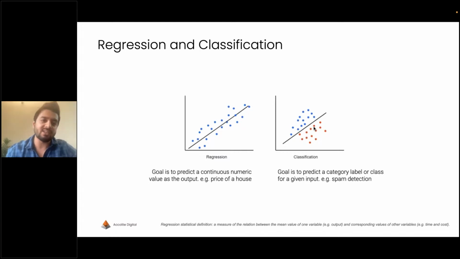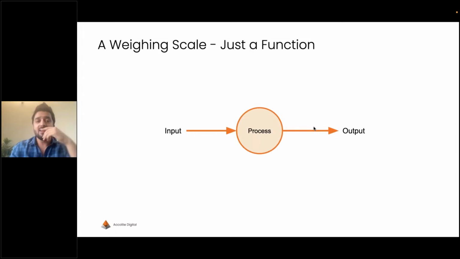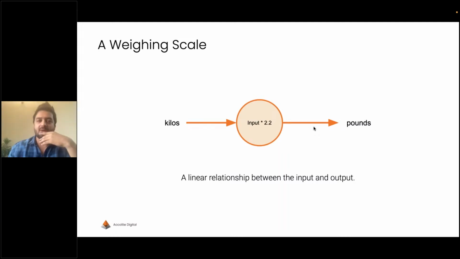So let's move on to the idea of a neuron. A neuron is basically a simple function. There's a processing that happens in it. It takes an input and it puts out an output. Let's take a very simple example of a weighing scale. A weighing scale basically gives you some information. It can give you information in pounds, or it can give you in kgs. But there is some calculation that happens which does the conversion of kilos to pounds.